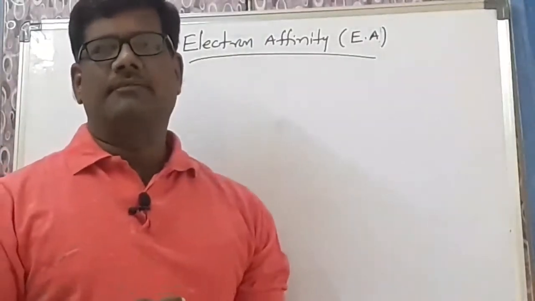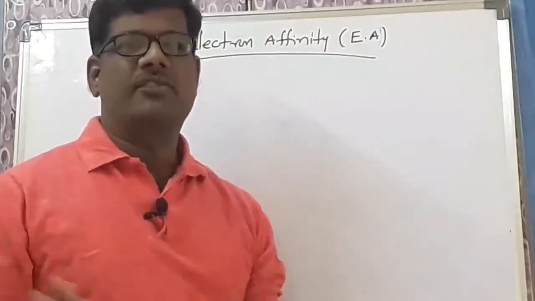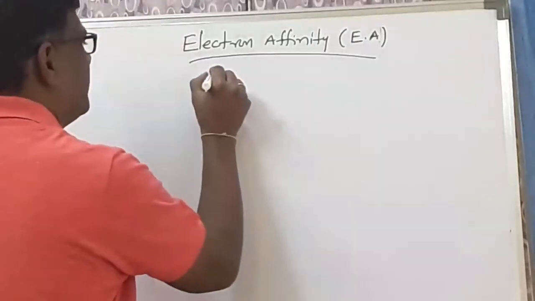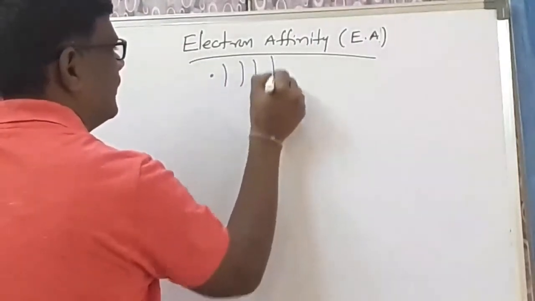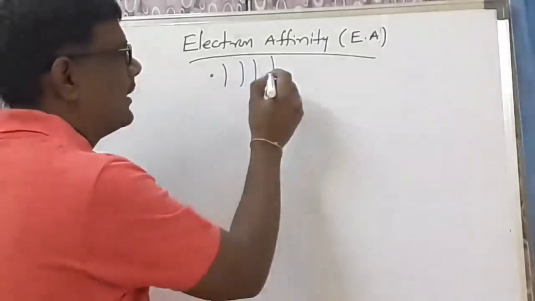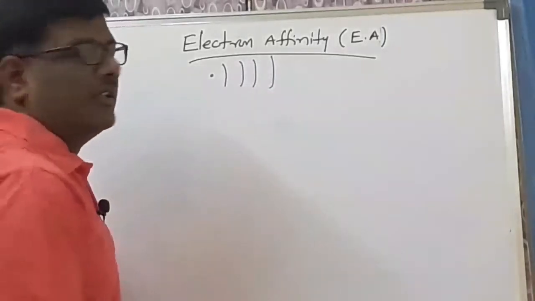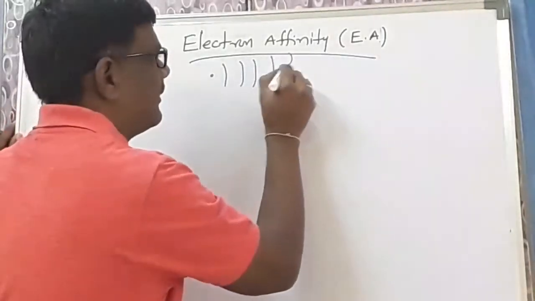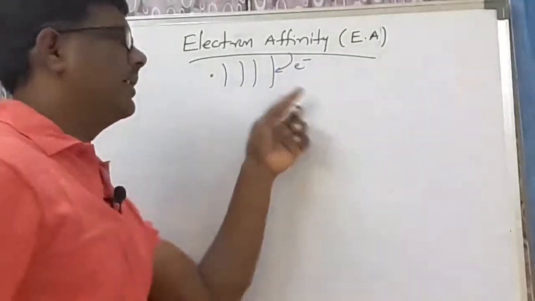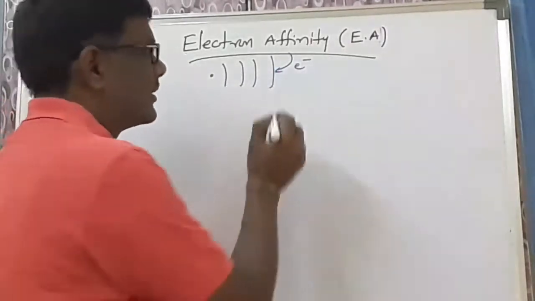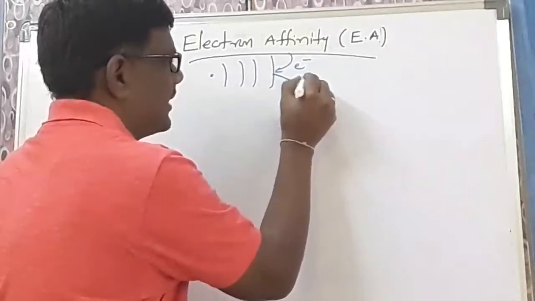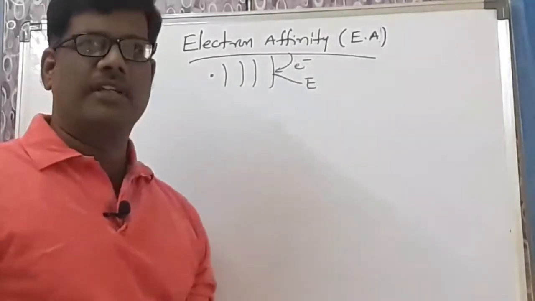Let us take one atom which consists of a number of shells. I am taking one atom which has 4 shells, where the outermost is called the valency shell. For this valency shell I am adding one electron. When I add one electron to the valency shell, immediately energy is released, some amount of energy releases.